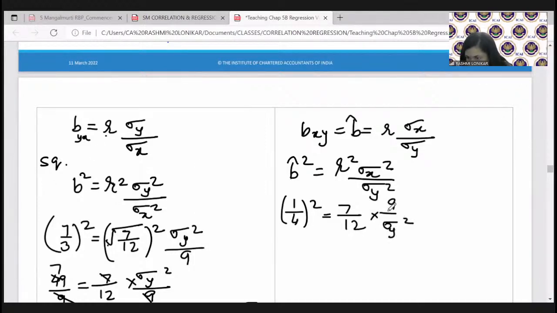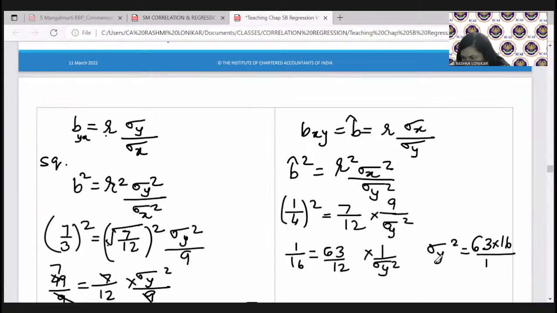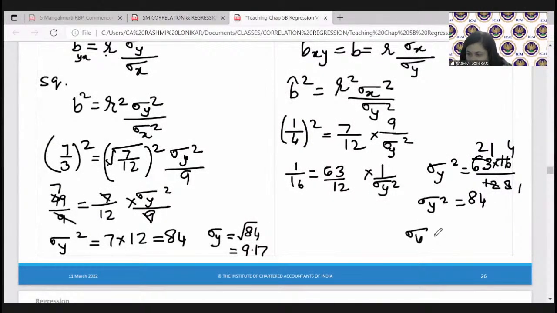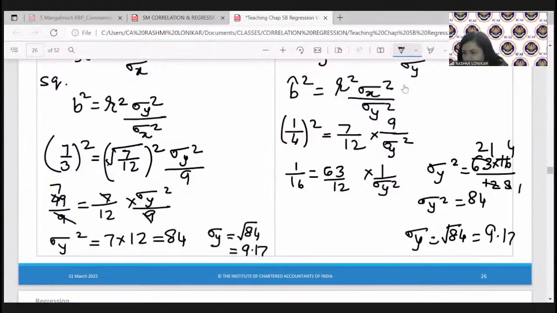Sigma y square. So that this is 1 upon 16 is equal to 63 upon 12 into 1 upon sigma y square. So sigma y square is equal to 63 into 16 upon 12. 4 3s are 12, 4 4s are 16, 3 1s are 3, 3 21s are 63. So I get sigma y square to be equal to 84. Sigma y is the square root of 84, which is equal to 9.17. Can you see? Both ways you are getting the same answer.